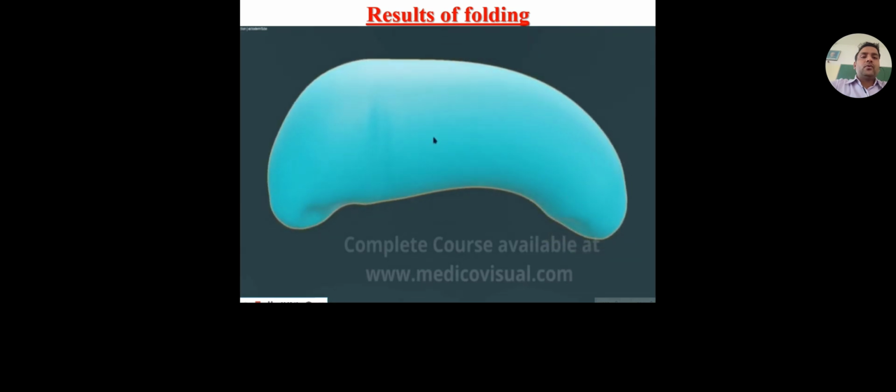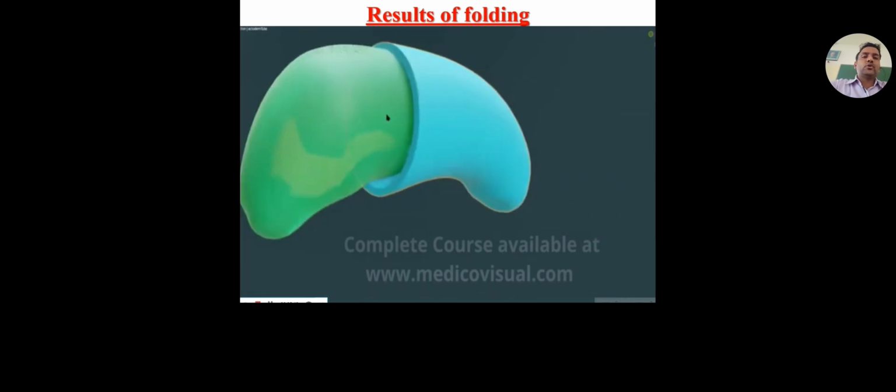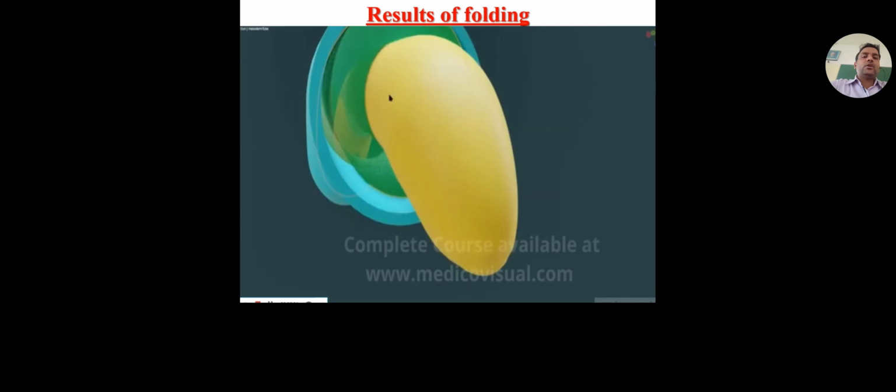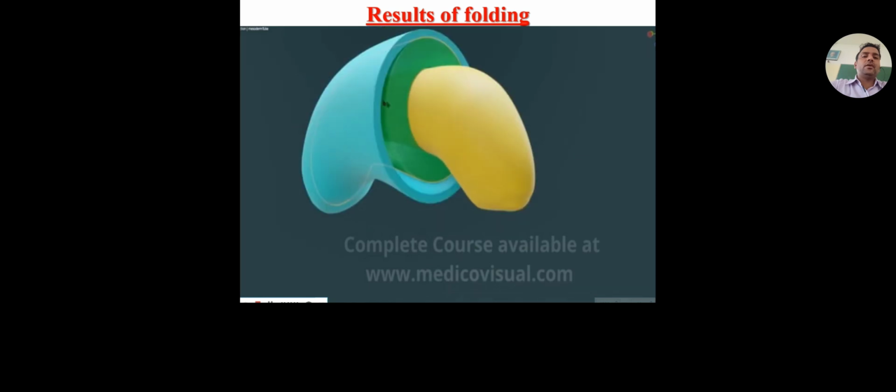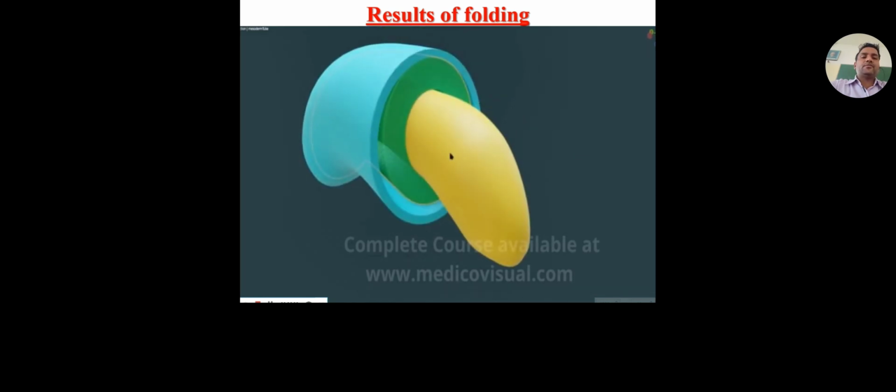Now if you take out the outer ectoderm, you will see the middle mesoderm. You can see the mesoderm here, forming the intervening layer between ectoderm and endoderm. And once you take out the mesoderm, you will see a tube-like endoderm. Now this tube is called what? The primitive gut tube, which forms the entire digestive system, that is the gastrointestinal tract. So this is how it is there.